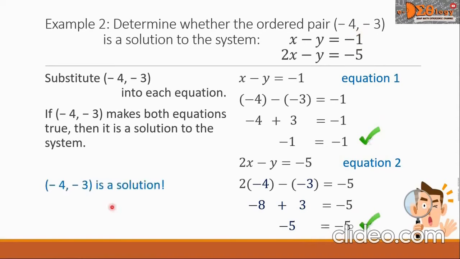It means to say the ordered pair (-4, -3) is a solution to the system of linear equations. This is our final answer.